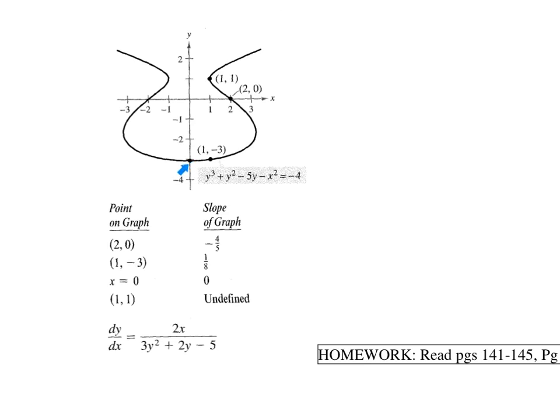At x equals 0, it's 0, negative 3, or 0, negative 3 point something. But it's plus or minus 2x over something, right? So, since x is 0, the whole thing will equal 0. But then up here at 1, 1, notice we have a vertical tangent line. Our derivative ended up being undefined. Okay?